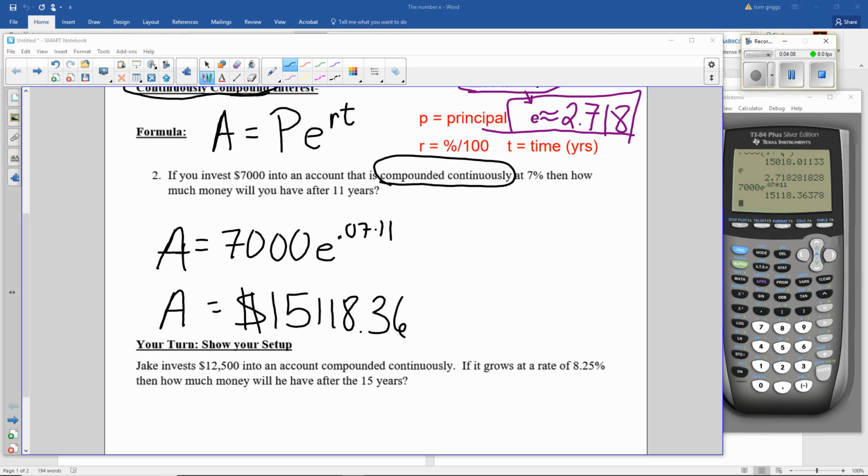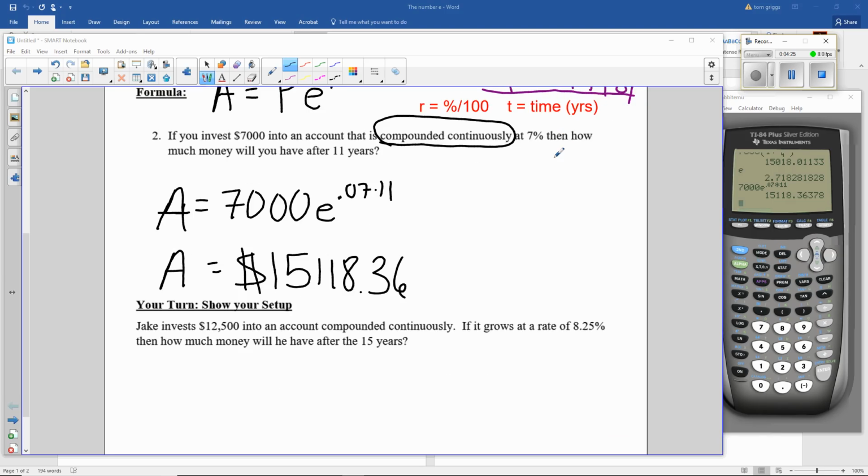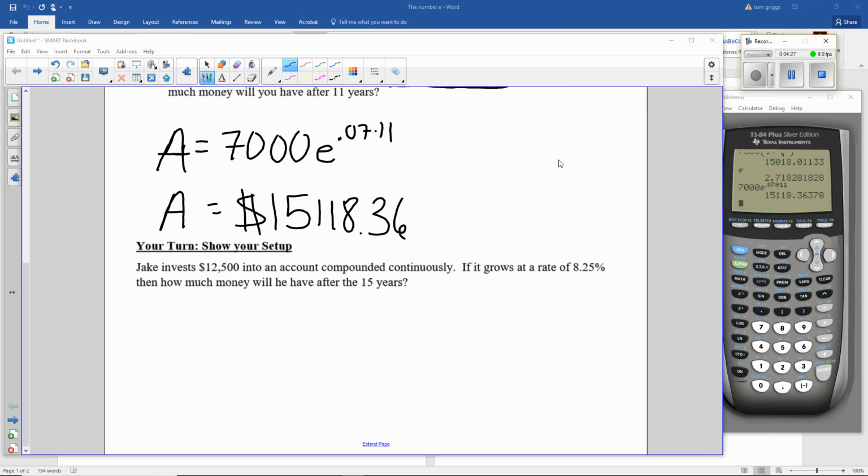So there's our final amount, $15,118.36. You can see something that's compounded continuously is something you want when you invest in the stock market, because you're going to get interest added onto your account more often when it's compounded continuously rather than compounded quarterly or daily. Try the next one on your own.